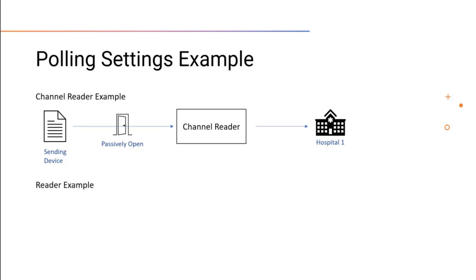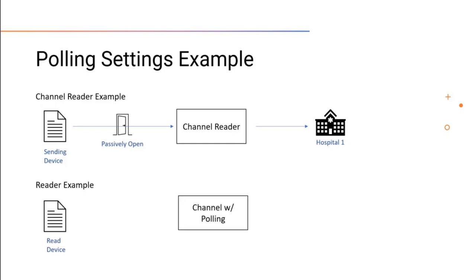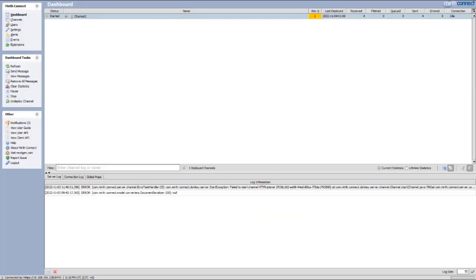But for a channel that's a reader and has polling settings, we have a read device. So this could be a database, a file system, or any other read device. So we have our channel with polling settings, and our channel with polling settings has an interval for when we want to poll. So we'll ask the read device to send us back either files or records, and it'll send us back those files and records on an interval. So then we can send it off to our hospital. Now let's go into Mirth Connect and look at the polling settings.